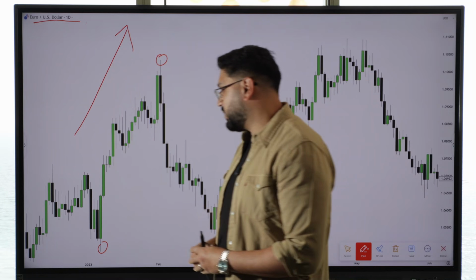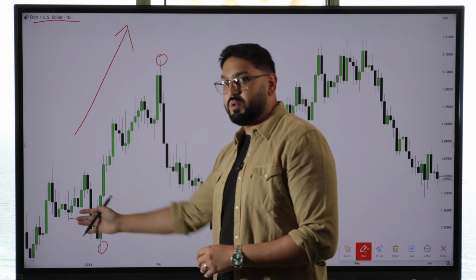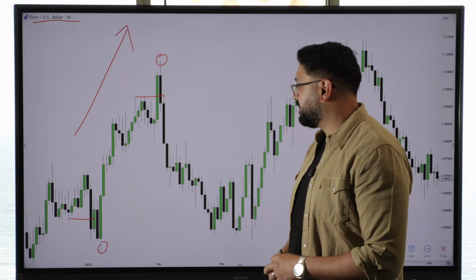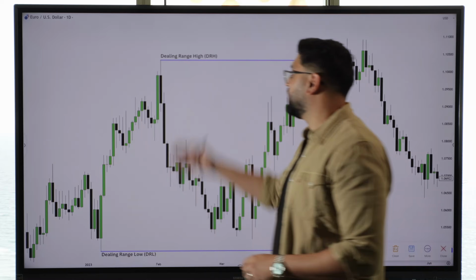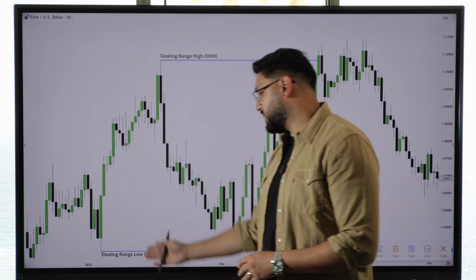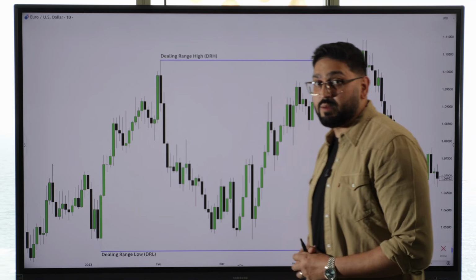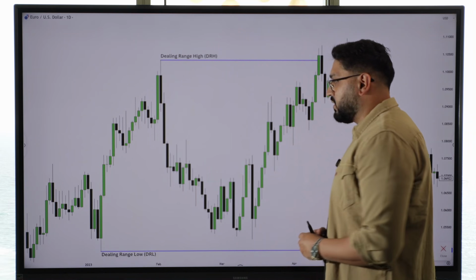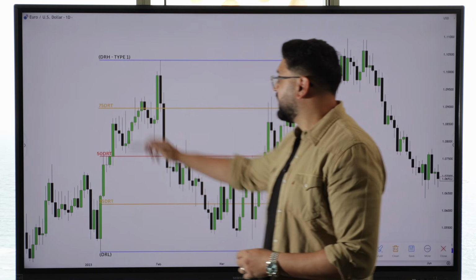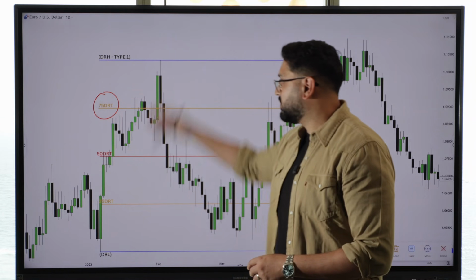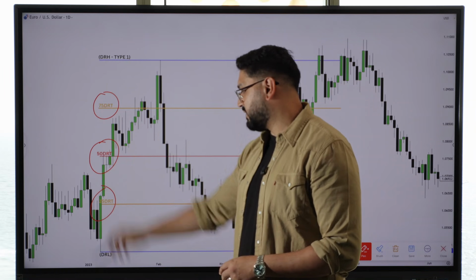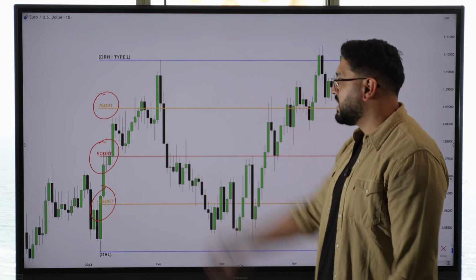Now, this will form when we raid sell side liquidity below an old swing low and buy side liquidity above an old swing high. This now creates a new dealing range from our dealing range high, or our DRH, and the dealing range low, or our DRL. Now that we have established our new dealing range, we can grade this dealing range with our DRT levels. We have the 75 DRT level, which is 75% of this dealing range, the 50 DRT level, the 25 DRT level, and then obviously the dealing range low and the dealing range high.